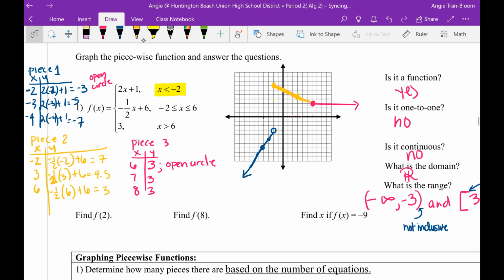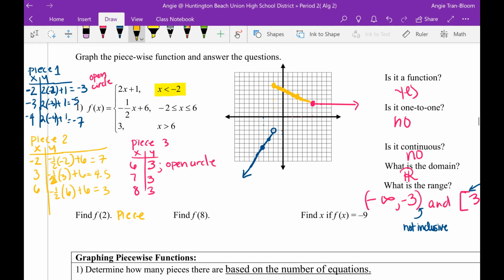You have to first find which of the 3 pieces contains 2 for x. Is 2 over here? Is 2 over here? Yeah. Perfect. I have 2 pieces over here. Which one of those 2 pieces contains a positive 2? Does this piece contain positive 2? No. Does this one? Yes, because positive 2 is in between negative 2 and 6. So x is positive 2. I'm going to write piece 2 next to it.